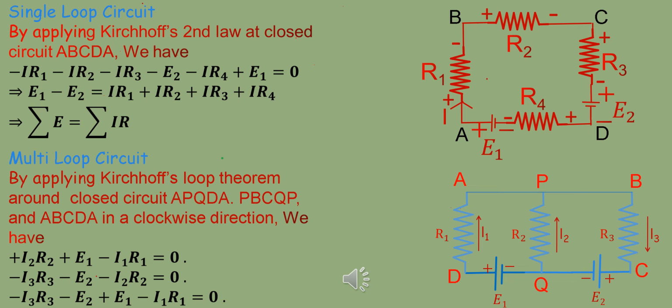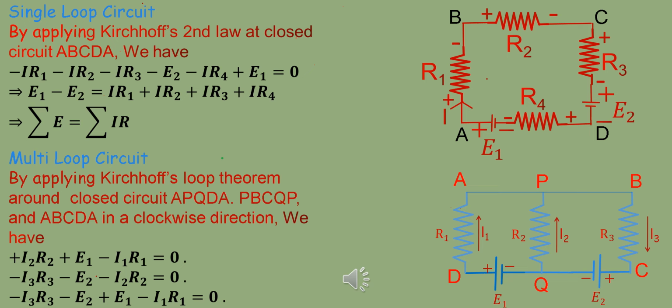Now we will apply Kirchhoff's second law in the closed circuit P, B, C, Q, P. When we go from P to B, there is no potential change because P and B are the same potential point. When we go from B to C, potential will fall. This is minus I3 R3.